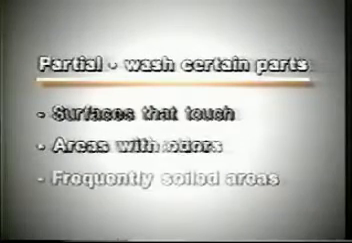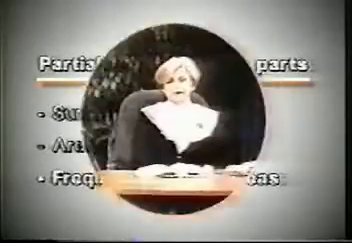When given, a partial bath should include skin surfaces that touch each other. An example might be under the breast area and chest. Also, areas likely to harbor odors. Examples that come to mind might be the axilla or armpit area and the genitals and buttock. Another partial bath area that should be cleaned is areas that have frequent soil, and things that come to mind would be the hands.